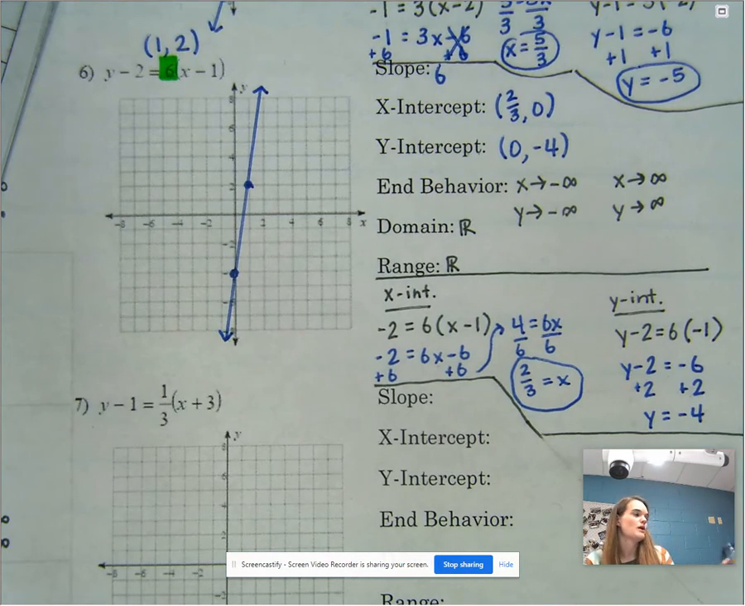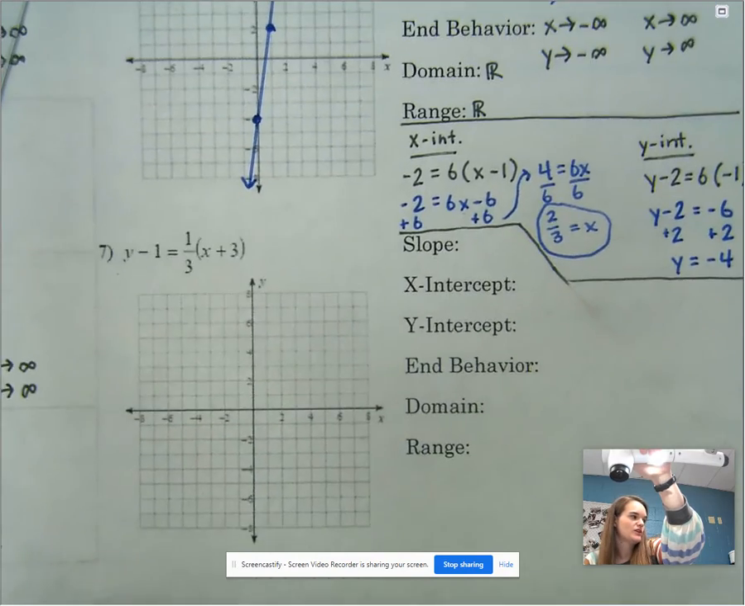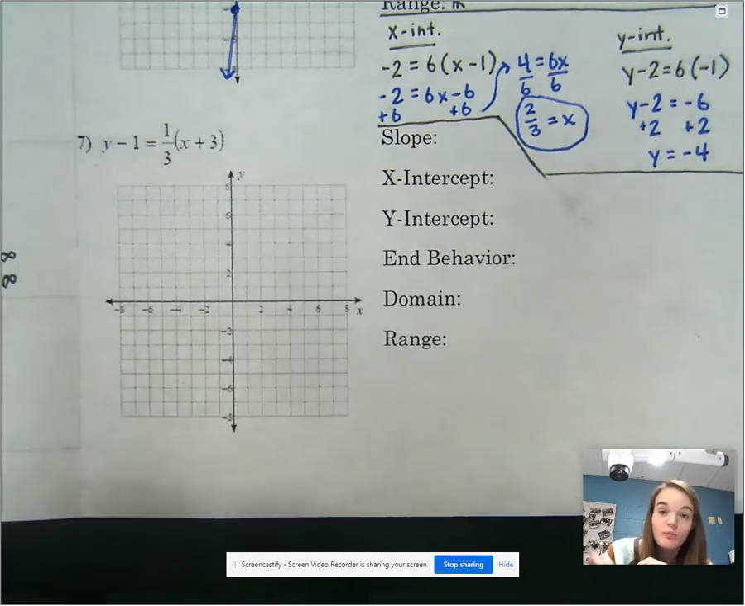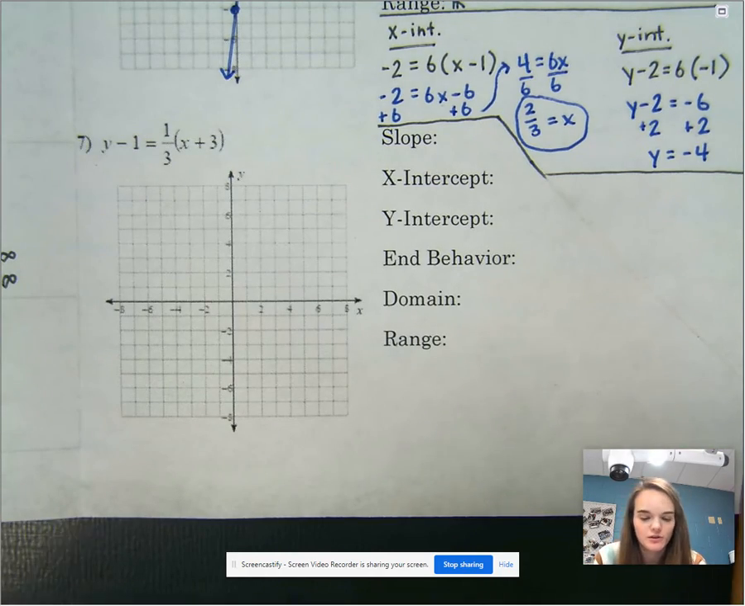It's a lot in these problems, and I know that, but we are going to do this for every single type of function. So we're going to just get in the habit of doing all this kind of stuff. All right, pause this and try number 7 on your own.